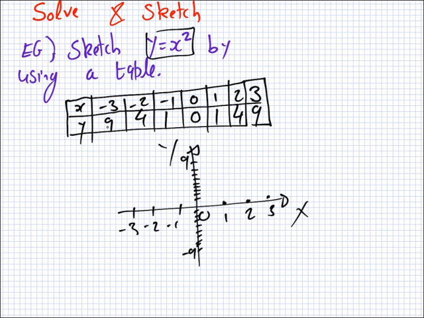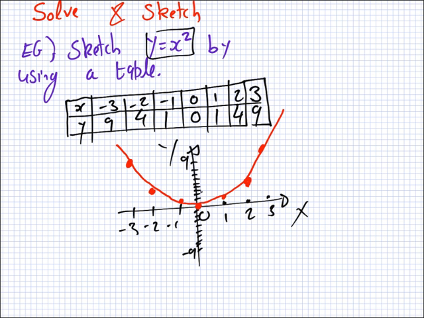Let's start here. -3, 9 is here. -2, 4 is like here. -1, 1 is like here. 0, 0 here. 1, 1 here. 2, 4 here. 3, 9 is up here. And then we just connect the points.